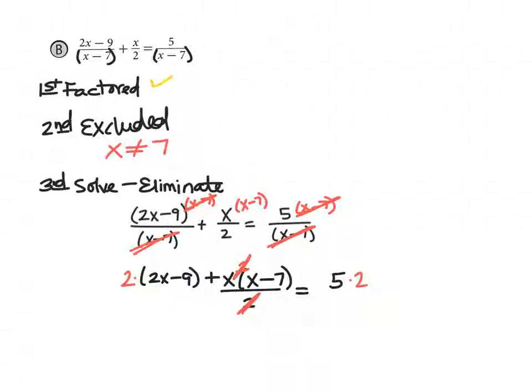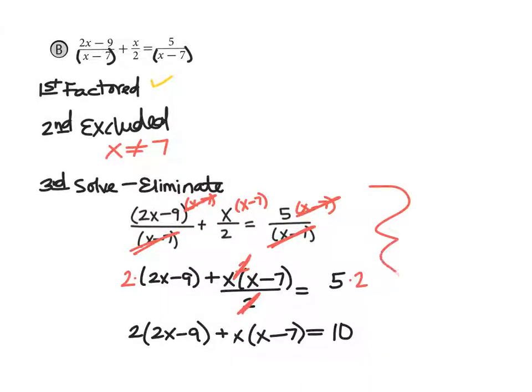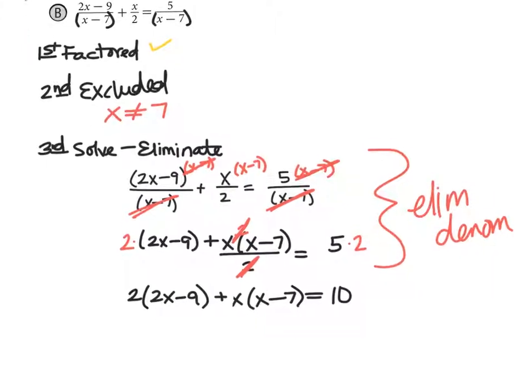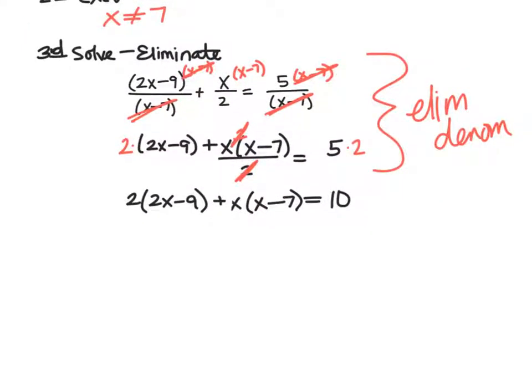So now my problem is going to read 2x minus 9 plus x times x minus 7 equals 10. All right, make sure you understand the multiplication I did right here to eliminate denominators. Now we're just on to a regular problem that we want to solve. So I'm going to scroll up here. I'll change over to blue. We've just got to distribute here, distribute there.